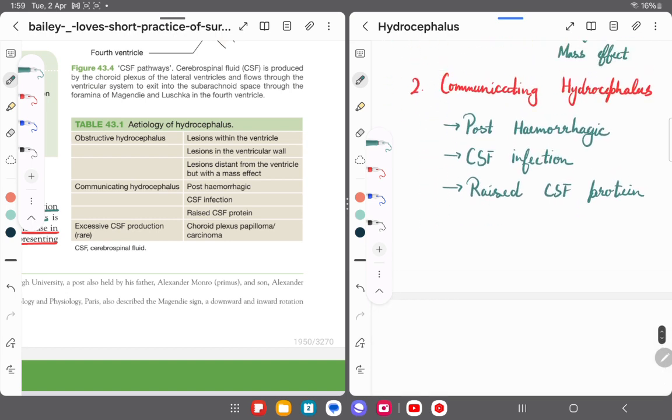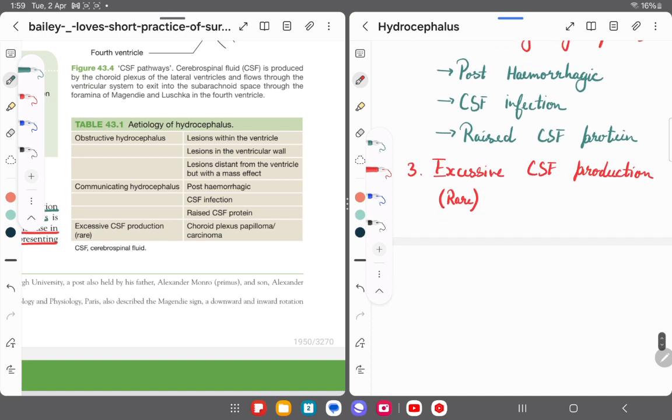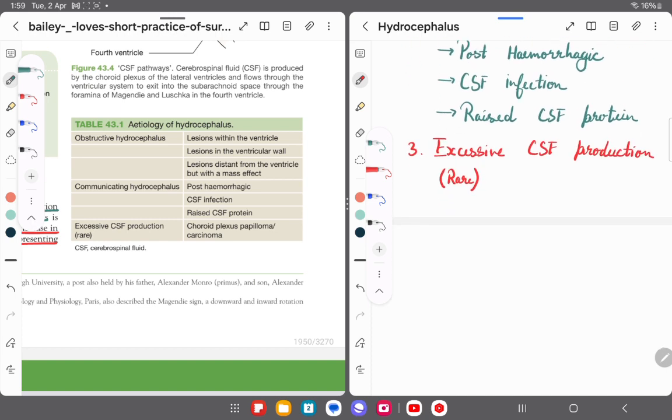Then there is a rare phenomenon of excessive CSF production. Third is excessive CSF production, which is rare. It is caused by choroid plexus papilloma or carcinoma.